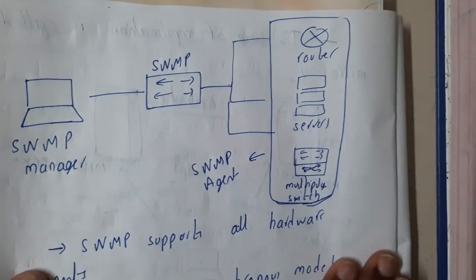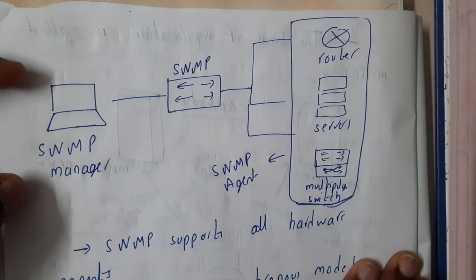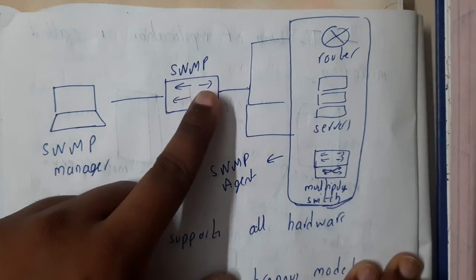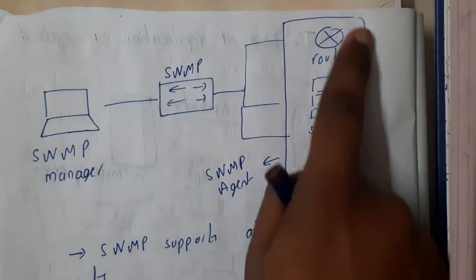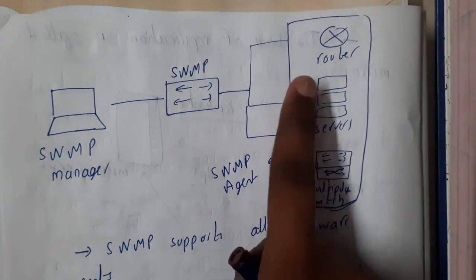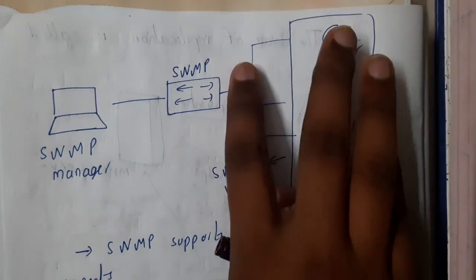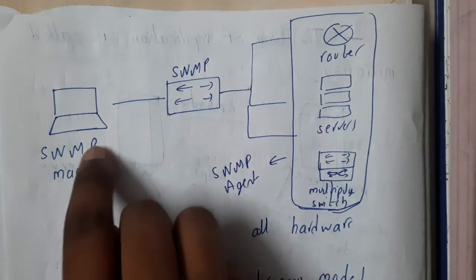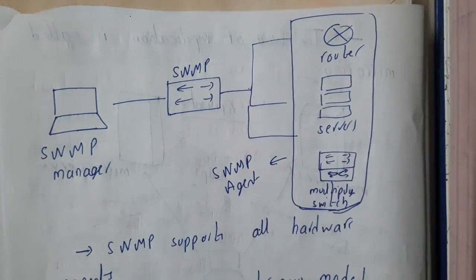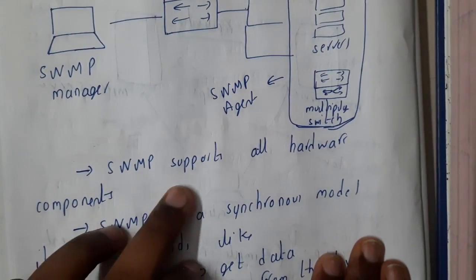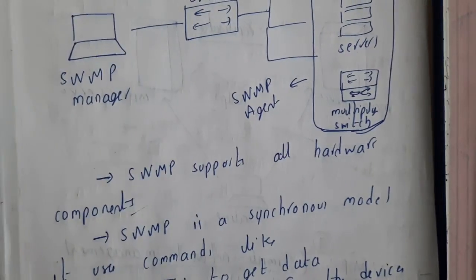If we draw a small diagram, it will be in this way. The SNMP manager will be connected to the SNMP, and this SNMP is connected to the agent. Agent is nothing but a collection of multiple things, routers, servers, switches and all those things, which combined we can call the agent, and it will be observing the status of all these things, like whether they are working. SNMP supports all hardware components, which is one of the advantages.